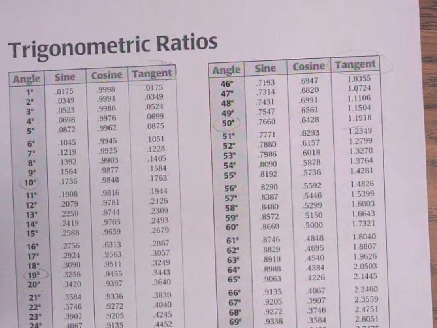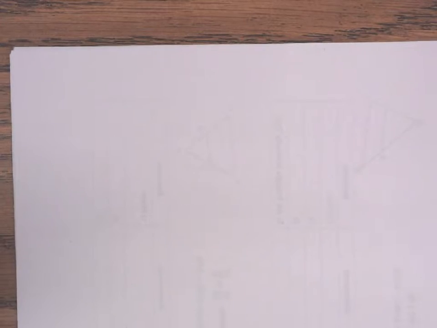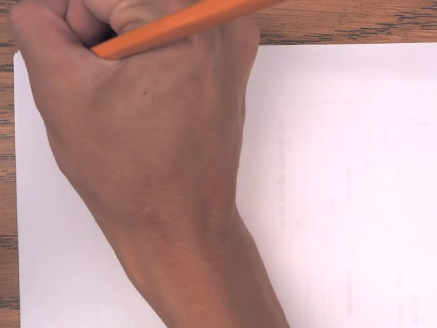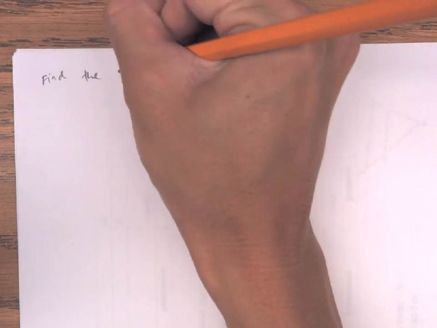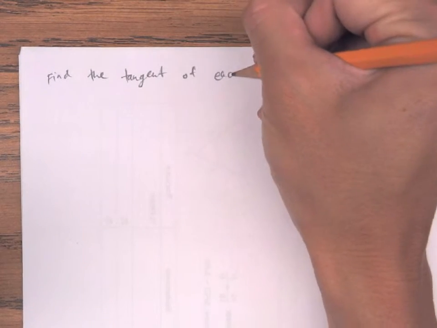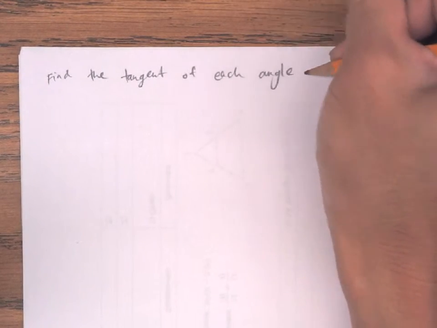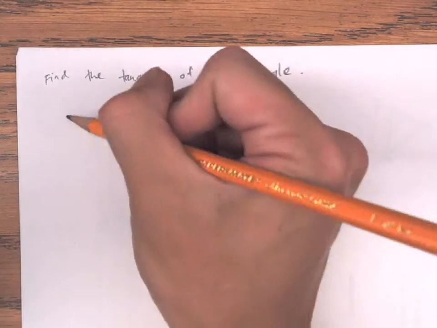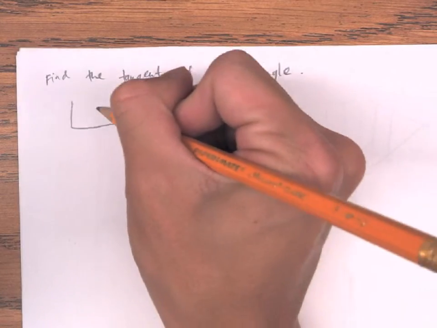The first example that I gave is on the tangent ratio. This is section 13.1. For this one, let's say we wanted to find the tangent of each angle that is given. If I had to draw a triangle, let's say this is my triangle.